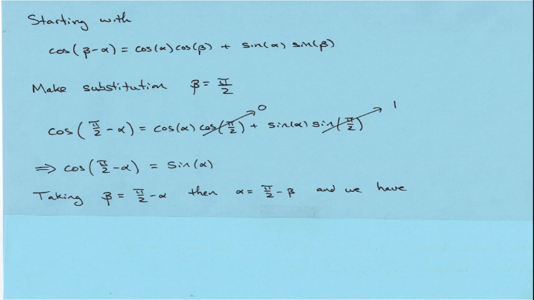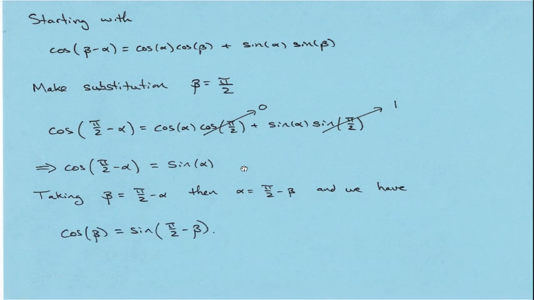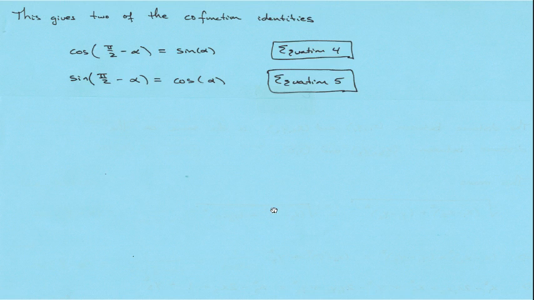If we then make another substitution and let beta equal pi over 2 minus alpha, so that if we just switch the sides of alpha and beta, we get alpha is pi over 2 minus beta. If we take these values and plug them back into the identity we just found, then we have cosine of beta is equal to sine of pi over 2 minus beta. And so that gives us two of the cofunction identities.